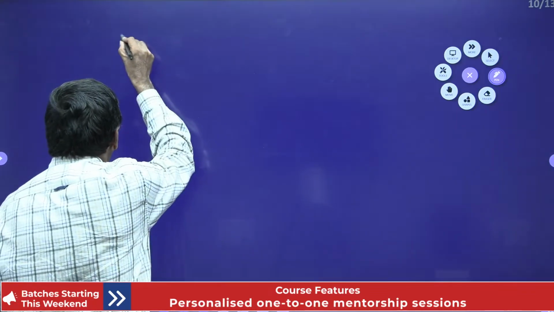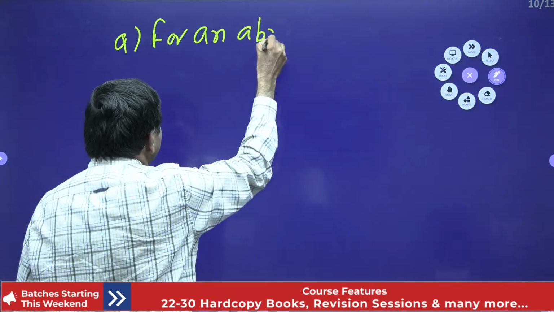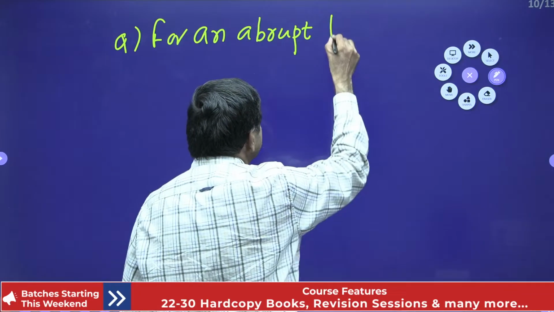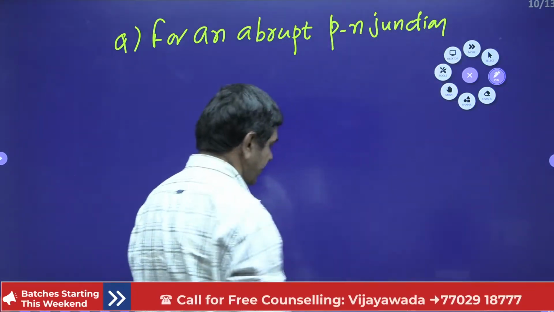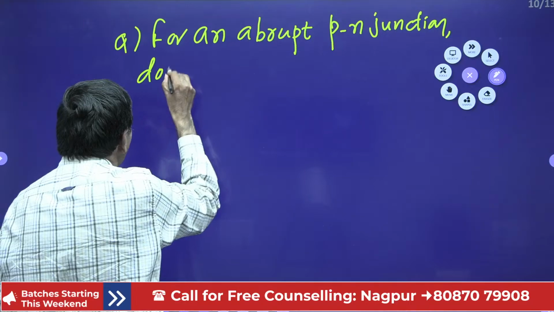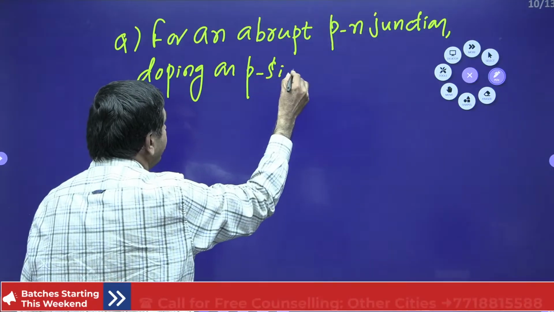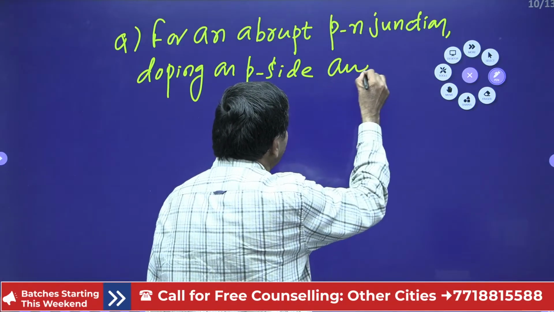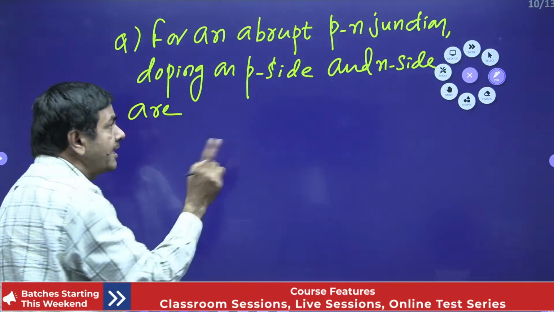The problem is given right now. For an abrupt PN junction, the doping on the P side and N side are given here now.